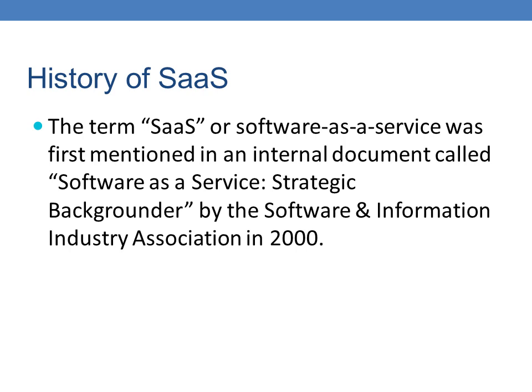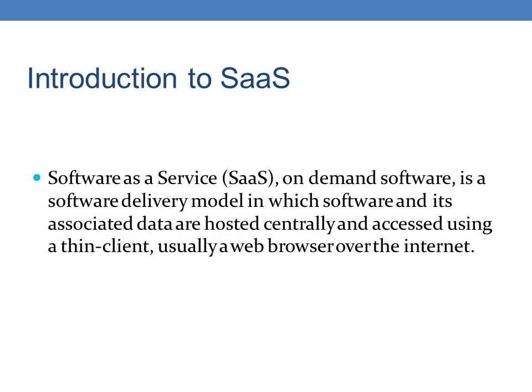History of SaaS. The term SaaS, or software as a service, was first mentioned in an internal document called Software as a Service Strategy, backgrounded by the Software and Information Industry Association in 2000.